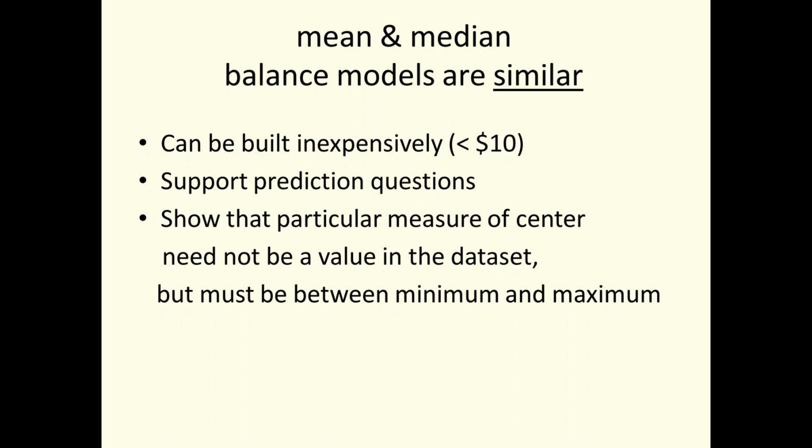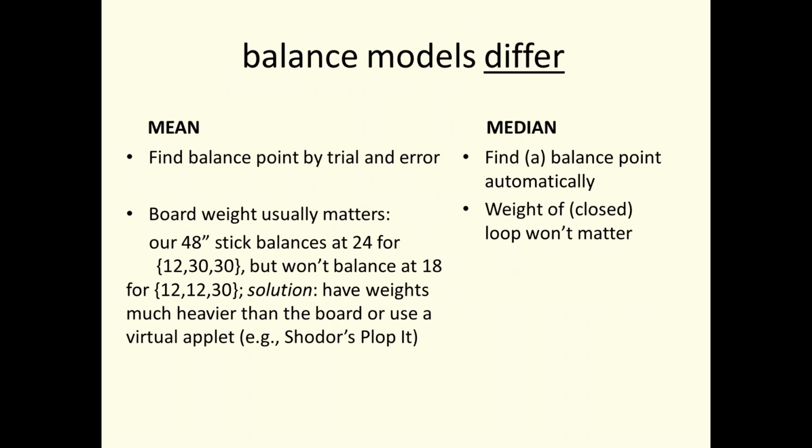So those are some similarities, but there are also some differences. With the mean, you have to find the balance point by trial and error. You have to just sort of try different places to put the fulcrum to see where it balances. Whereas the median model, as we will see, finds the balance point automatically. It just goes to it. So that's a cool feature of it.